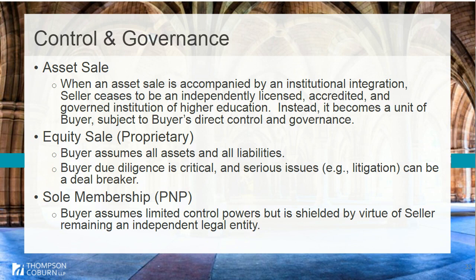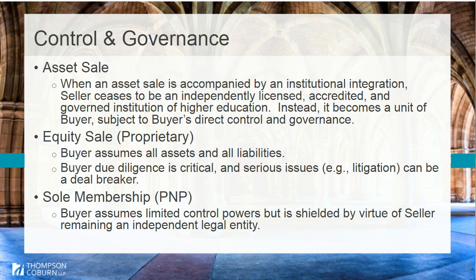But remember, the other institution continues to be an independently licensed and accredited institution. It has a separate board, and it's got its own president, and it's got its own accreditor it deals with, and all of those things are still in place. It's got its own relationship with the Department of Education. And what that means is you have to be prepared on a go-forward basis to deal with a more complex governance and control structure.